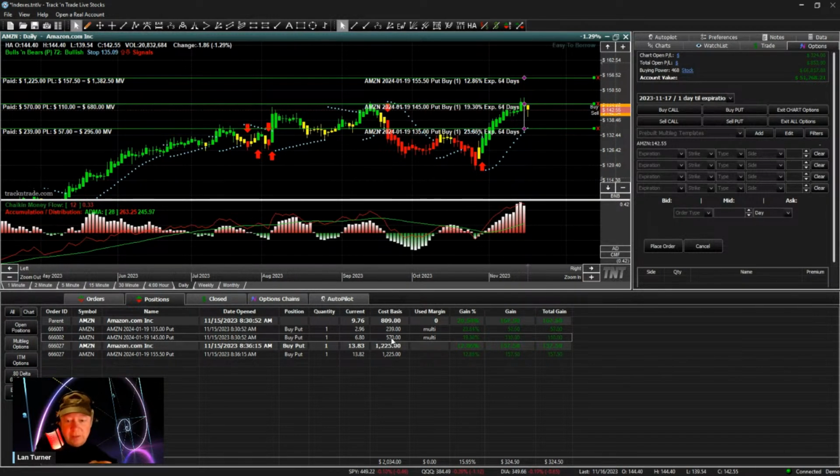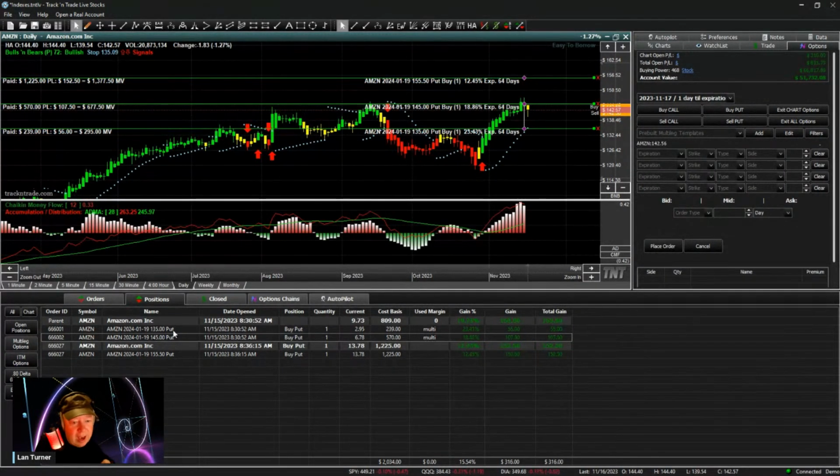We paid $570 for it. It's gaining 19.3%. Pretty darn good. That's a $110 profit on that one. Okay. So that's your Amazon 145 at the money put that we bought. So we bought a put, so the market has to fall to make money. So that's 18% return on our money, or $107.